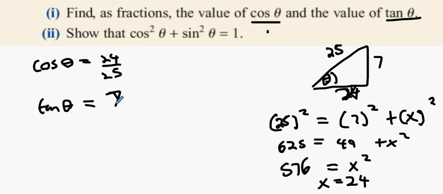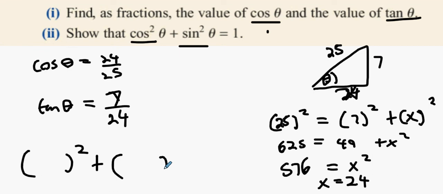Now, finally, see this cos squared and sine squared business? That basically means whatever cos is, square it. Whatever sine is, square it. It's a "show that" question. What does a "show that" question mean? It has to equal 1. So what do I need to put in here?